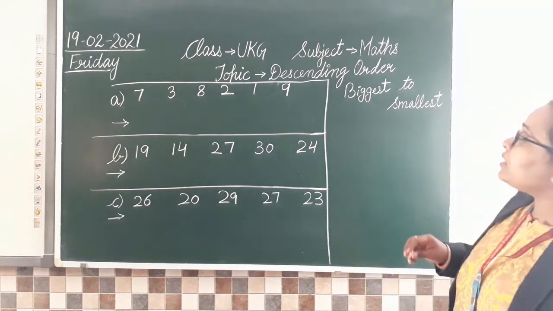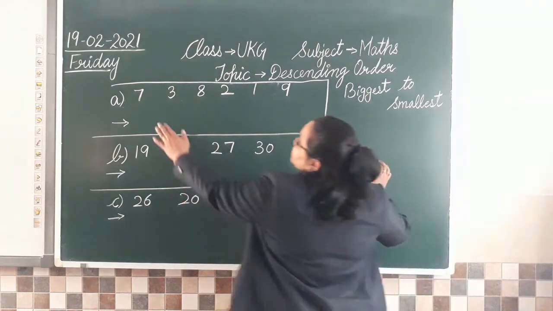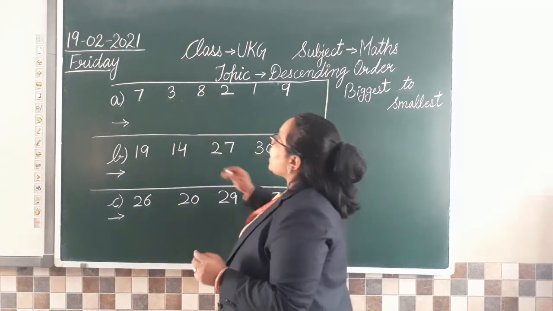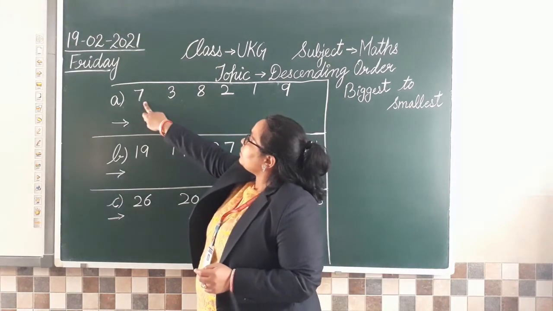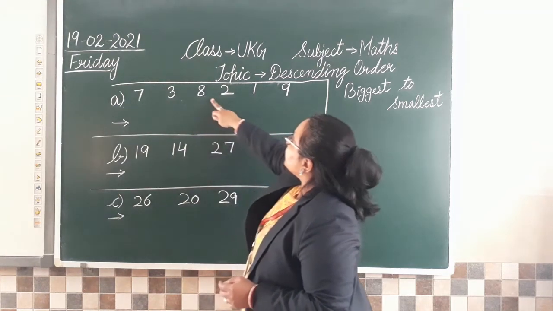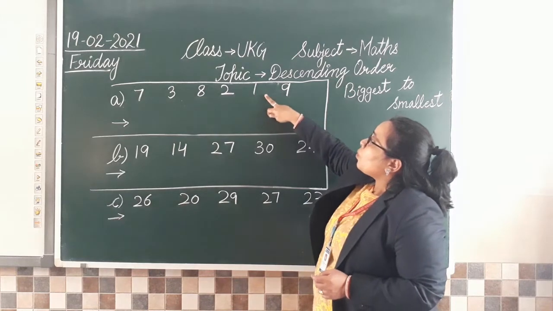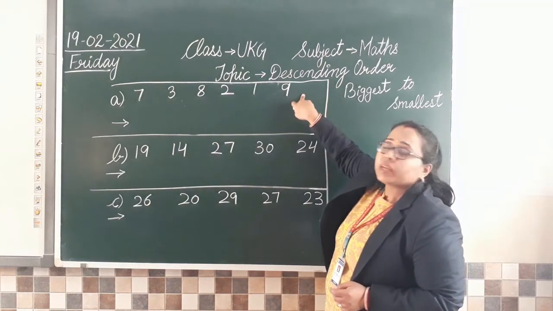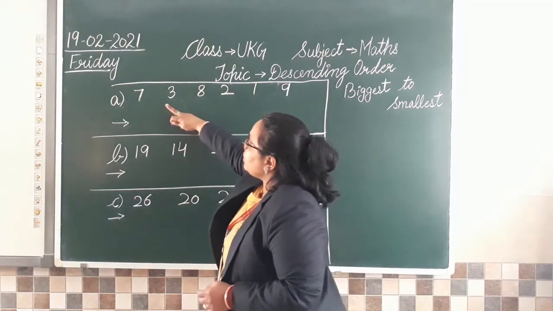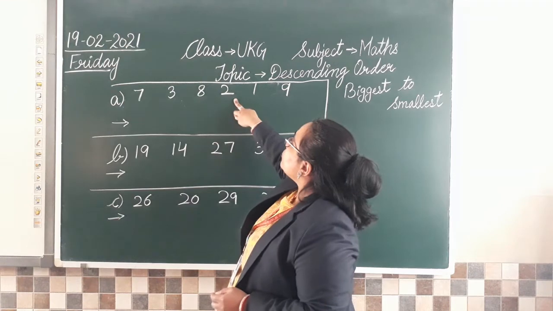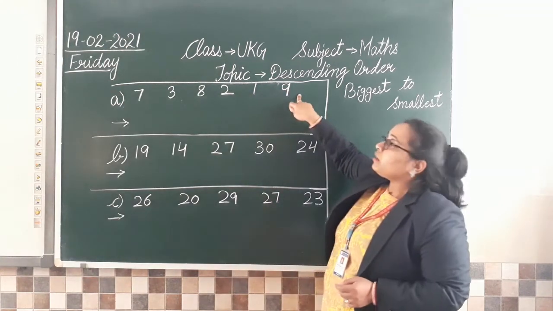Okay, so let's see the first series here. What are the numbers given? The numbers we have are 7, 3, 8, 2, 1, 9. So what are the different numbers we have? 7, 3, 8, 2, 1, 9.